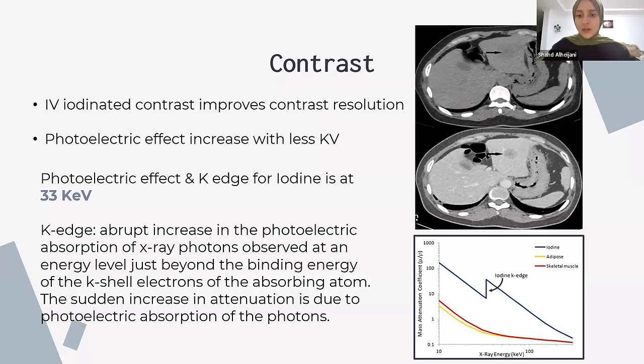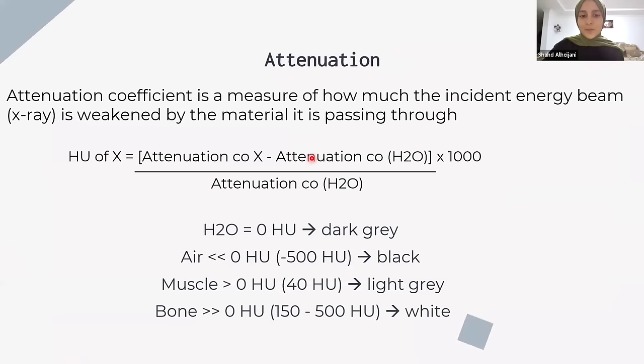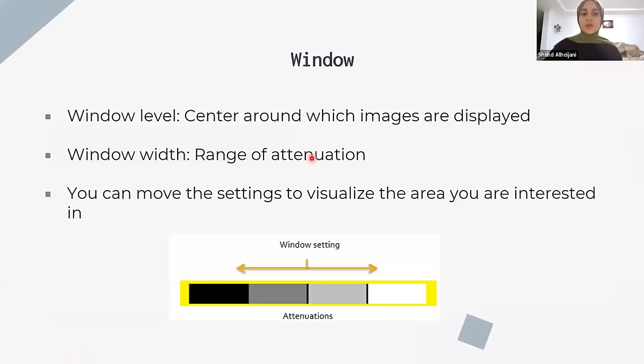Yes, the one down. Okay, wait, so here we have a question. I'll just repeat the windows very fast. So the window level is the center around which images are displayed, and the width is the range of attenuation. If we increase the window width, you have a greater range of attenuation. So for example, if you have all this range, you can see many structures. You can see the lungs, which are black, you can see the soft tissue, you can see the bones, you can see everything.